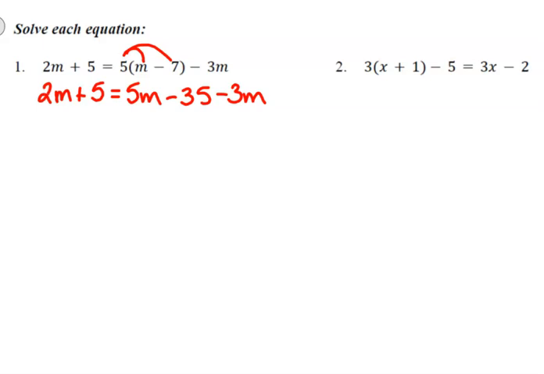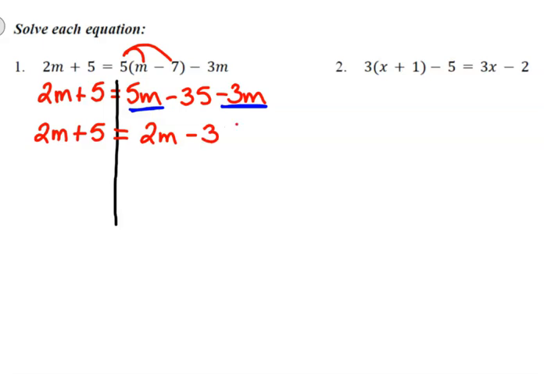So just like before, if this is where my equal sign is, I want to combine any like terms that are on the same side of my equal sign. So notice on the right, I have 5m and minus 3m. We're going to combine those like terms first. So my 2m plus 5 stays. On the right, 5m minus 3m is 2m, and I still have a minus 35.